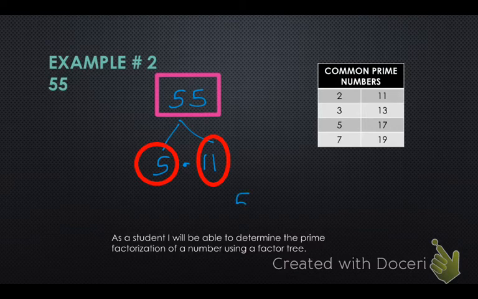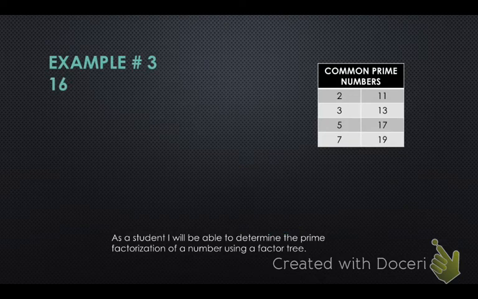So my prime factorization, remember the least to greatest, is just 5 times 11. I don't have any doubles, so I'm not using exponents. That's my answer, 5 times 11. That's the prime factorization. Move on to the next one.